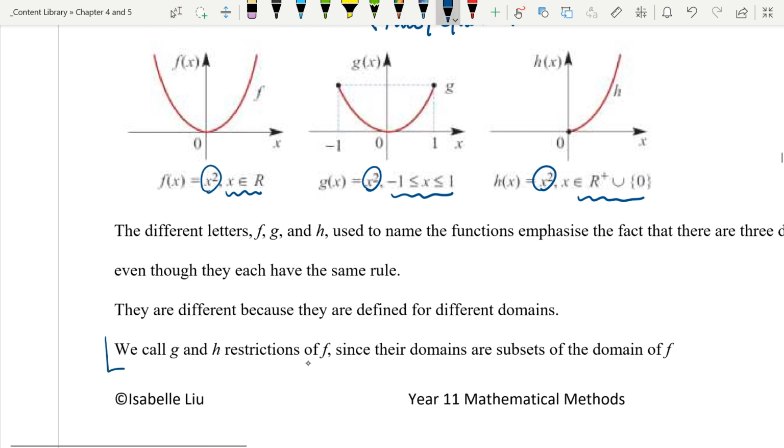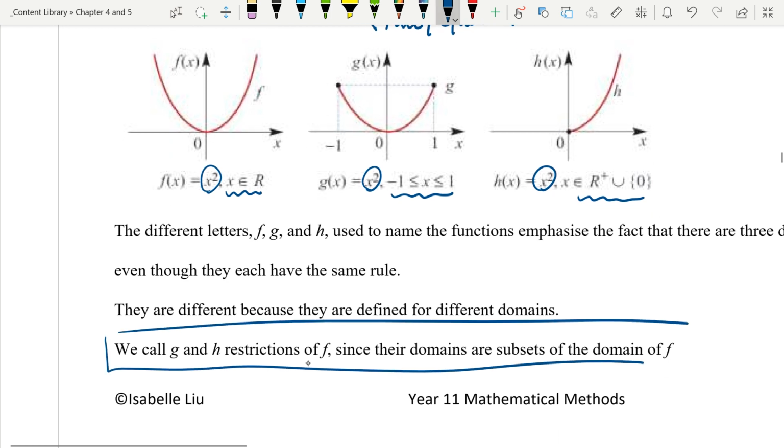Okay, so you can circle the last line. The last line is that we call g and h, the second and the third one, restrictions of f. Because f is the whole graph, with domain R, it can be everything. But g and h are part of f.